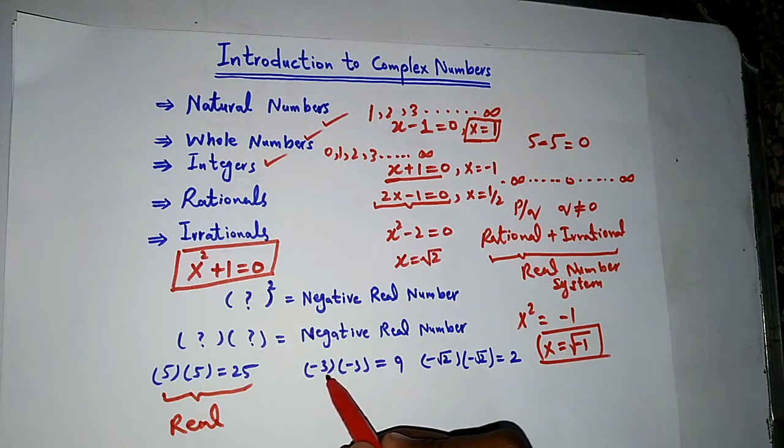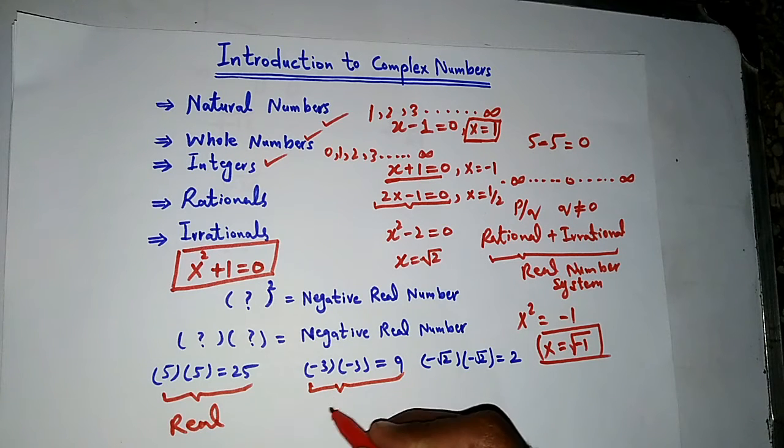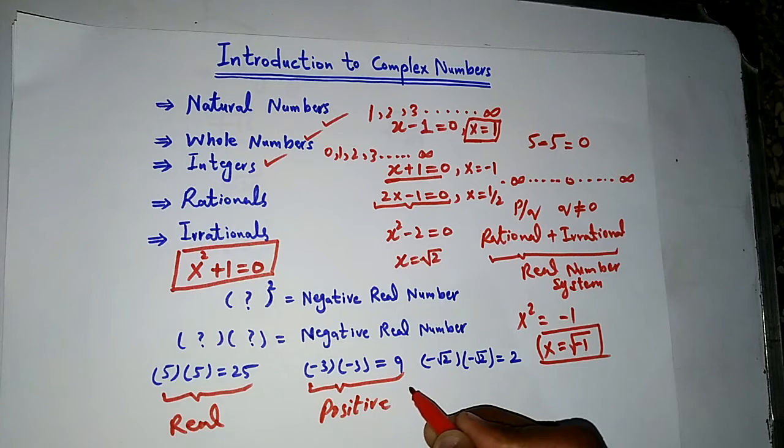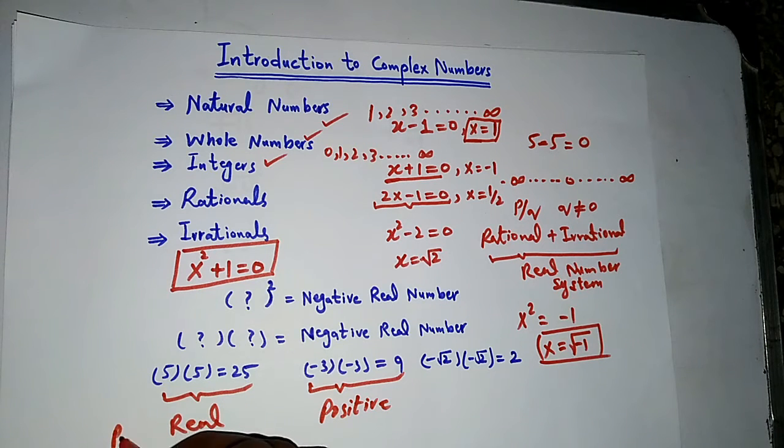And if we multiply two negative numbers, -3 multiplied by -3, the answer is 9. This is also a positive real number.